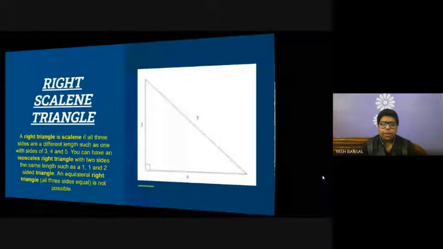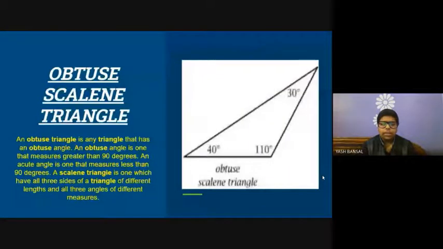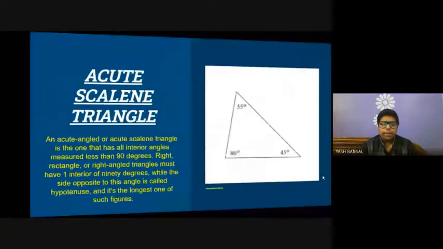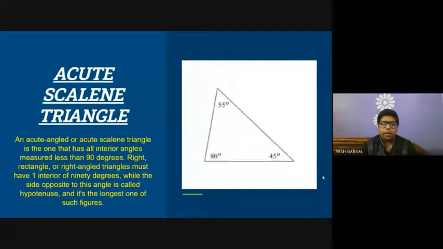Obtuse scalene triangle. An obtuse triangle is a triangle that has an obtuse angle. An obtuse angle is one that measures greater than 90 degrees. Acute scalene triangle. An acute scalene triangle is one that has all interior angles less than 90 degrees. Thank you.